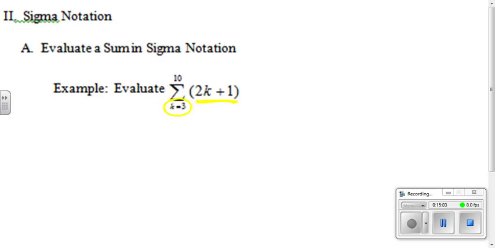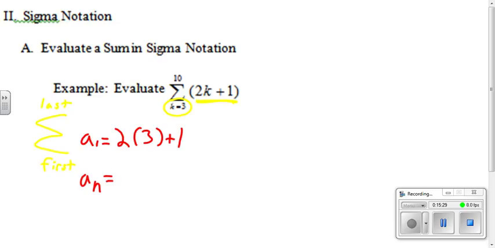So the one on the bottom of the sigma, this is the first one where you start, and this is the last one where you end. So we start with k equaling 3. If k equals 3, we'd have 2 times 3 plus 1. And again, that's our first term, a sub 1. Our last term then, a sub n, is where we had 10. So we'd say 2 times 10 plus 1.